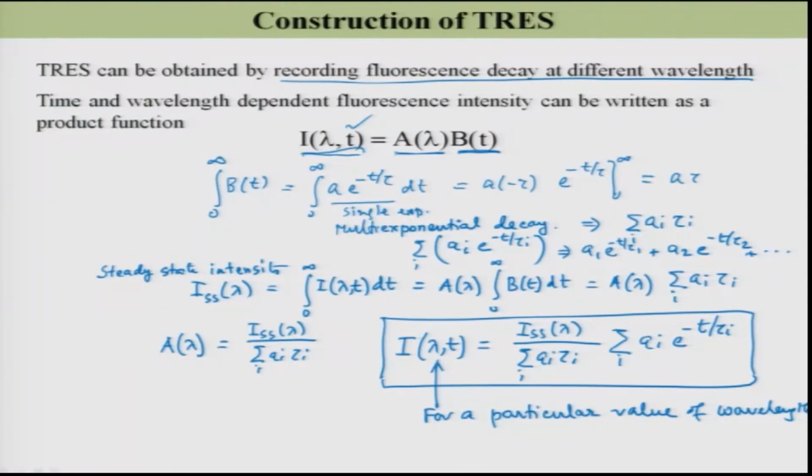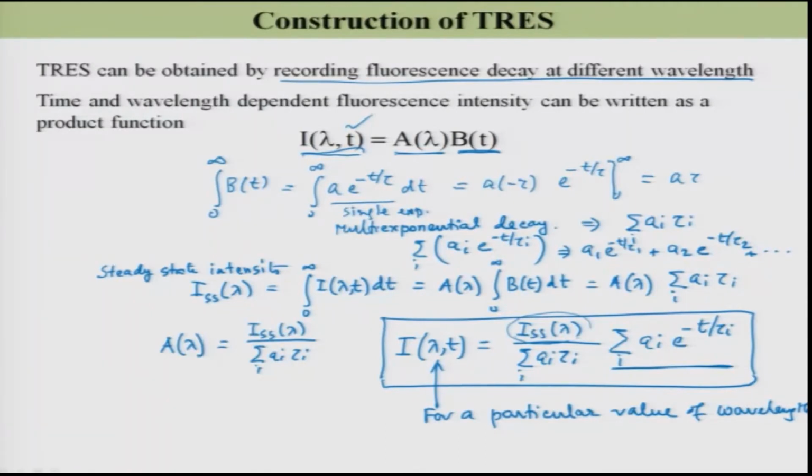And so, if you have different wavelengths, for a particular time you can plot the intensity at different lambda, that means different emission wavelength. So, that can be calculated from here. This is nothing but the lifetime of the molecule, and here is my steady state intensity, and here is again that lifetime component a_i and tau_i.